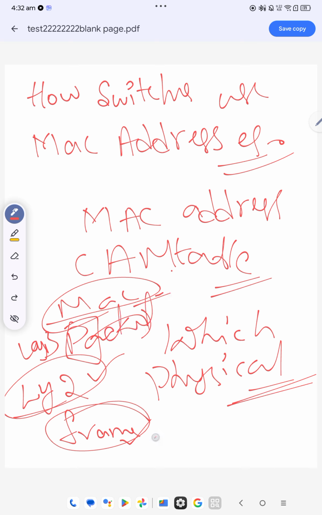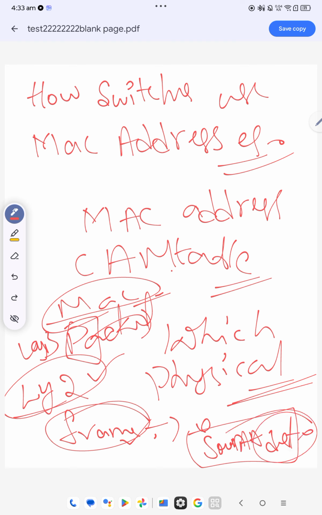The layer 2 frame arrives at the switch. The switch checks its MAC address table for the destination MAC. In the frame there is a source MAC address and a destination MAC address. So the switch checks the MAC address table for the destination MAC address.